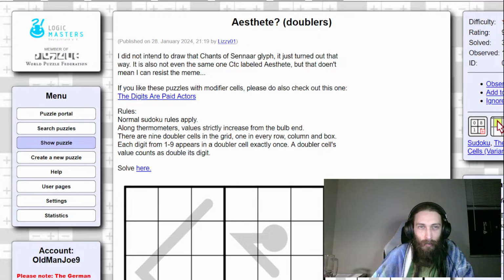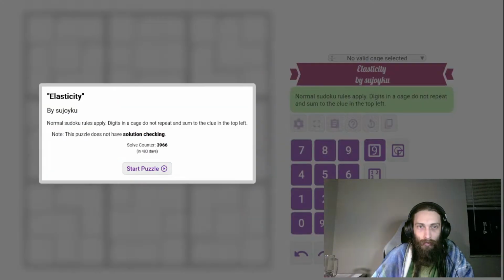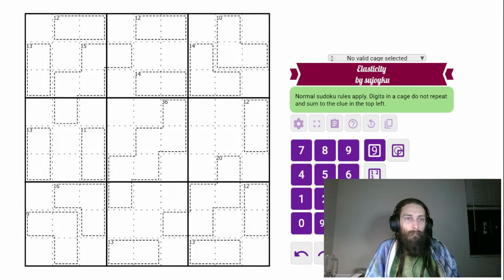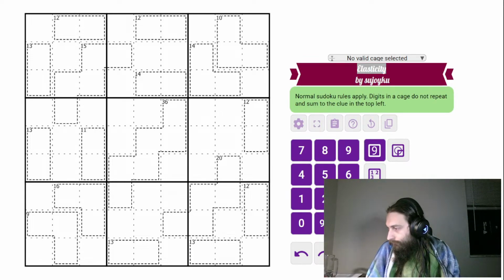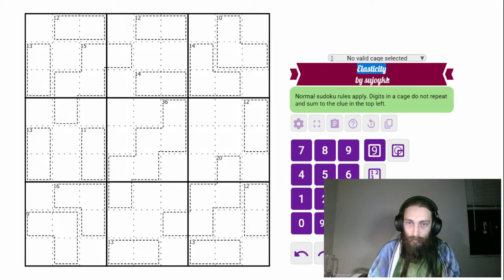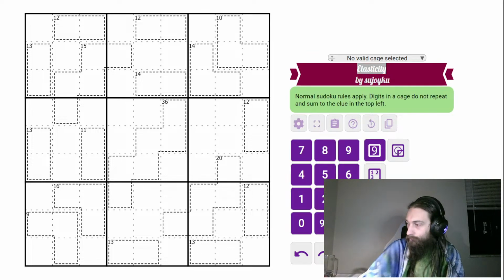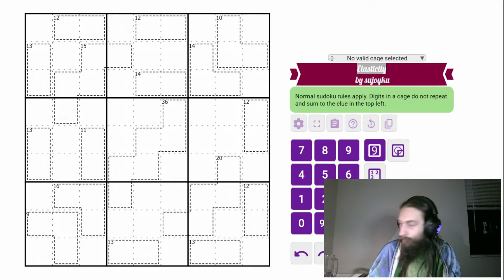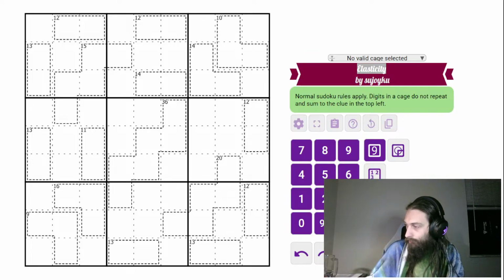34, we can probably tackle one more, as long as this one isn't too difficult. So let's go ahead and try out Elasticity by Sudoku. Normal Sudoku rules apply, digits in a cage do not repeat, and sum to the clue in the top left. Alright. Well, that isn't what I wanted. Paste. Go.